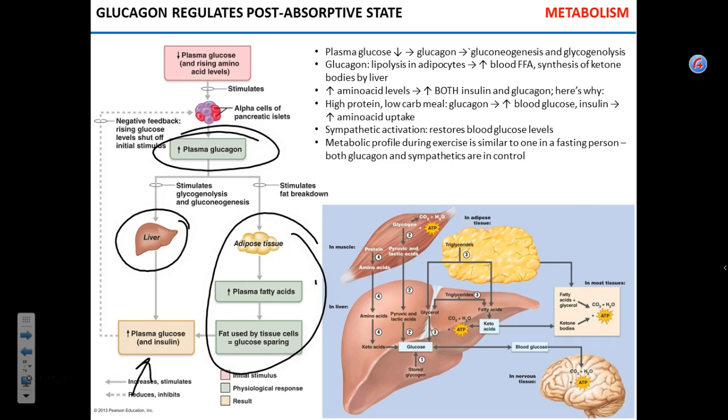Interesting deal, though, is that there are other stimuli that will induce the same effect. First and foremost, sympathetic activation. Sympathetic activation, which is basically exercise, has a similar effect on the endocrine system as the elevated glucagon. Does that make sense? It will promote breakdown of fat, it will promote breakdown of glycogen, and so on and so forth.